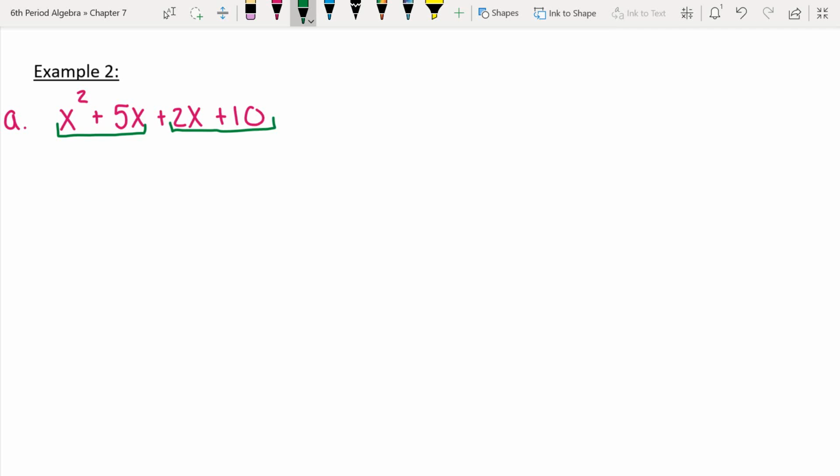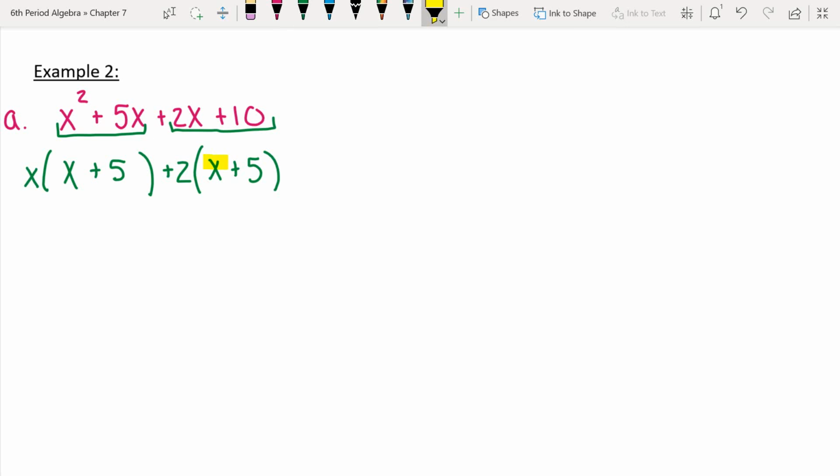Within the first pair, the GCF is actually a variable, and it's just x. And when you divide x and x squared, you are left with just an x. When you divide 5x and x, you're left with a positive 5. With the last pair, this actually only has a GCF of a number. Between 2 and 10, the GCF is a 2. It's actually a positive 2, so I'm going to put a little plus sign in front of my 2. If I divide 2 with 2x, I'm just left with x. If I divide 10 and 2, we get 5.